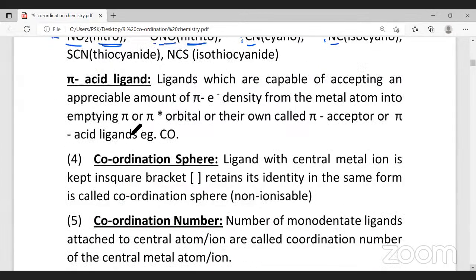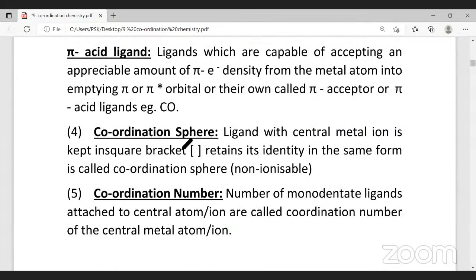Again, we learned the coordination sphere. A complex is represented in the coordination sphere. The ligands with the central metal ion are kept in square brackets. For example, take [Cu(NH3)4]SO4. Whatever is kept in the square bracket is called the coordination sphere. Generally, the complex ion is kept in the square bracket.